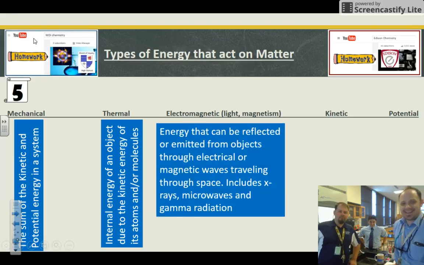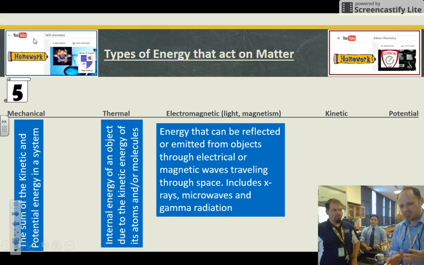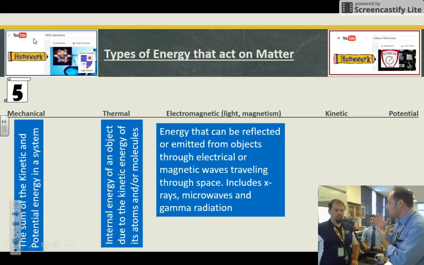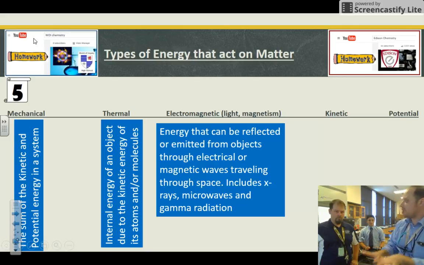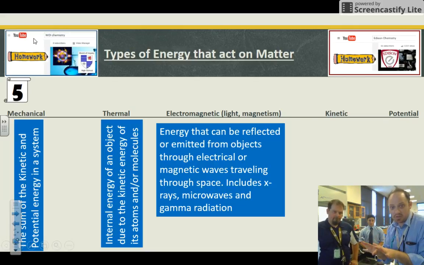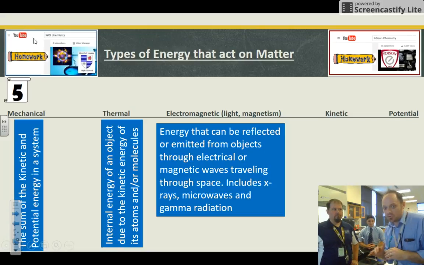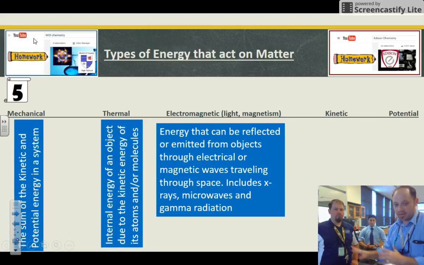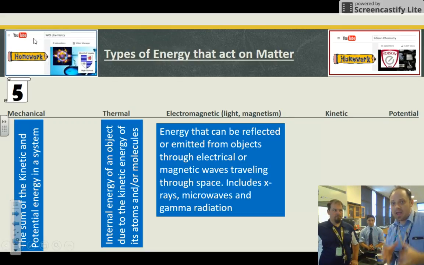Electromagnetic energy, light and magnetism. If you study physics, this is a huge part of physics, but in chemistry, we really only focus on the light part of things. But electromagnetic energy is energy that can be reflected or emitted from objects. So a glowing light bulb, or the heat coming off of the radiator that you don't see, but you feel. These are electrical or magnetic waves traveling through space. They don't need a medium to propagate through. It's really cool stuff. X-rays, microwaves, gamma radiation. These are a type of energy that is not actually physically tangible, and it falls under the electromagnetic spectrum. Especially gamma. We'll get to that in the last unit.